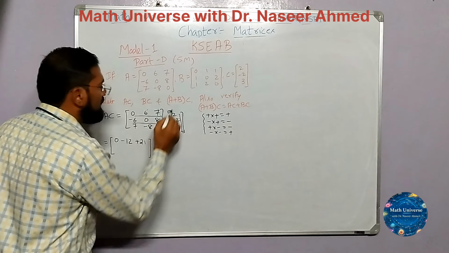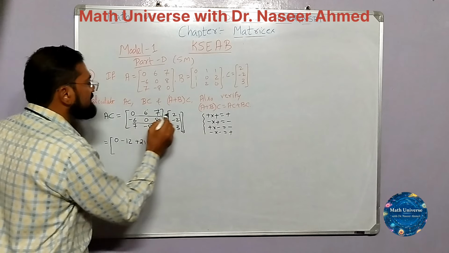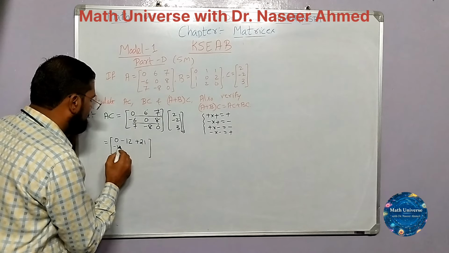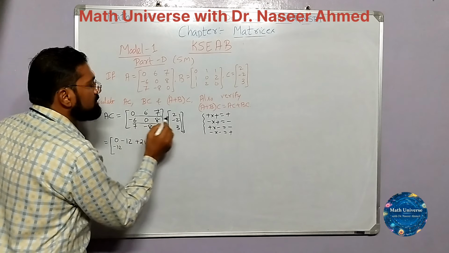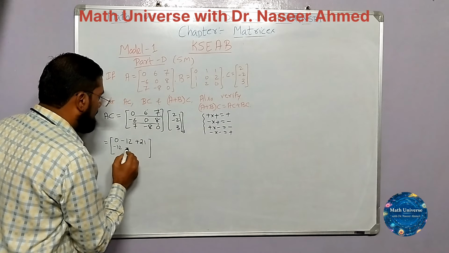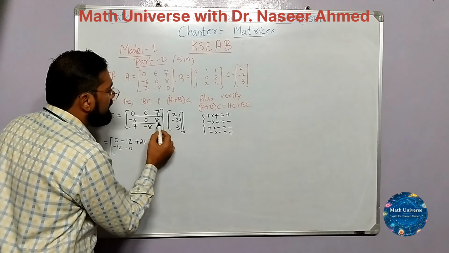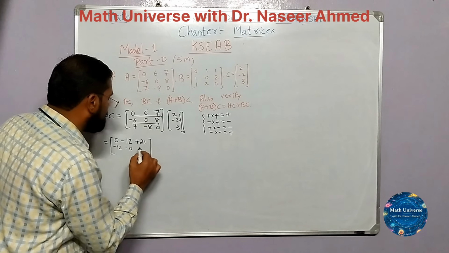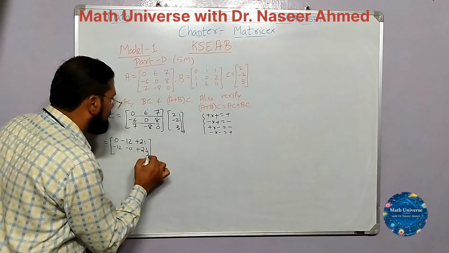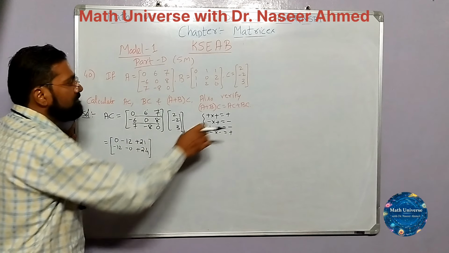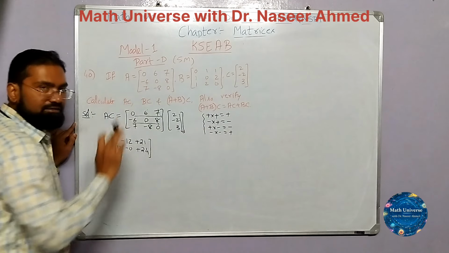So this row I have to multiply to the first column. Minus 6 into 2 will be minus 12. 0 into minus 2 will be minus 0 because plus into minus is minus. Then 8 into 3, corresponding element, 8 into 3 will be 24 with plus sign. Why plus sign? Plus into plus is plus. Here you should remember the multiplication sign.